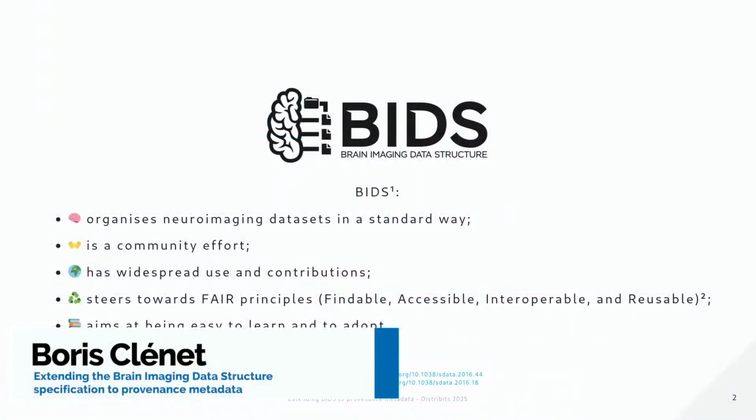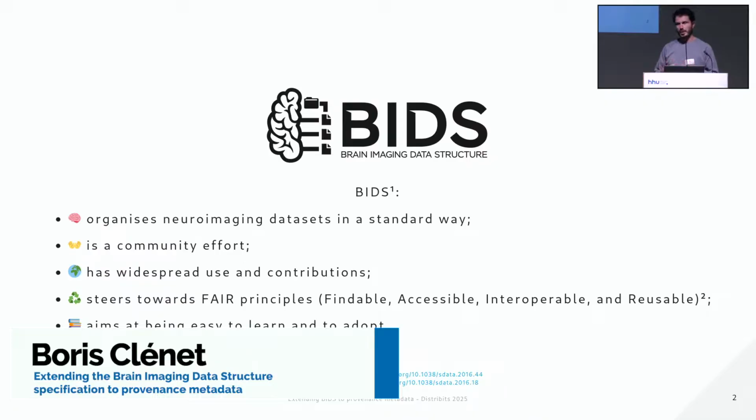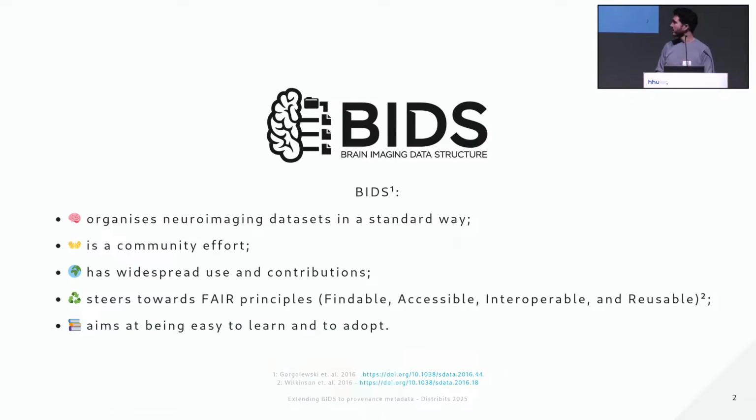Integrating provenance metadata into BIDS. I assume that most of you know BIDS, but here's some information about it. It's a standard to organize data inside datasets in the neuroimaging context. It's widely used, and it aims at steering people towards FAIR principles. Because, you know, we want data to be open, but as someone said earlier, this is not currently the reality. Besides that, BIDS wants to keep things easy to learn and to adopt.